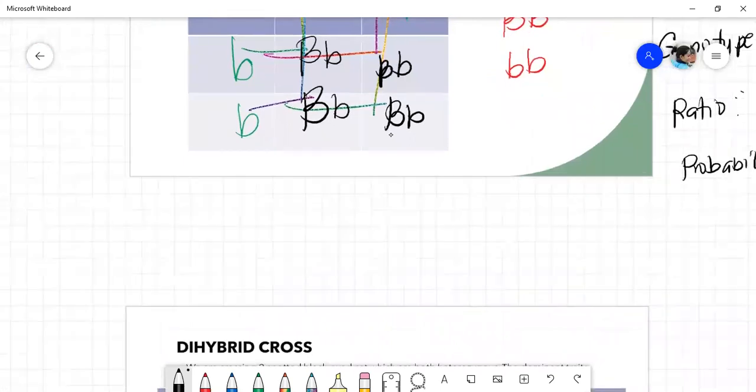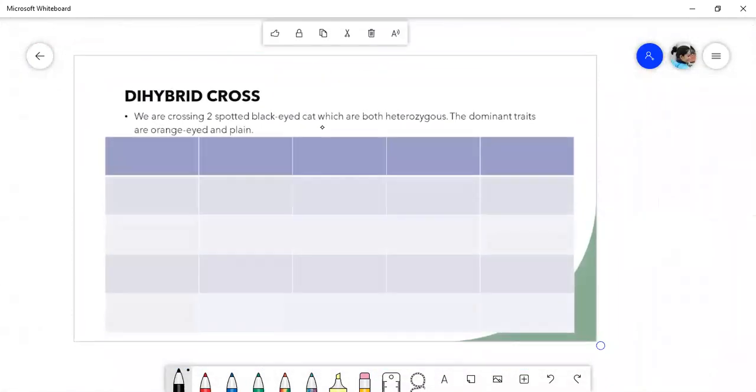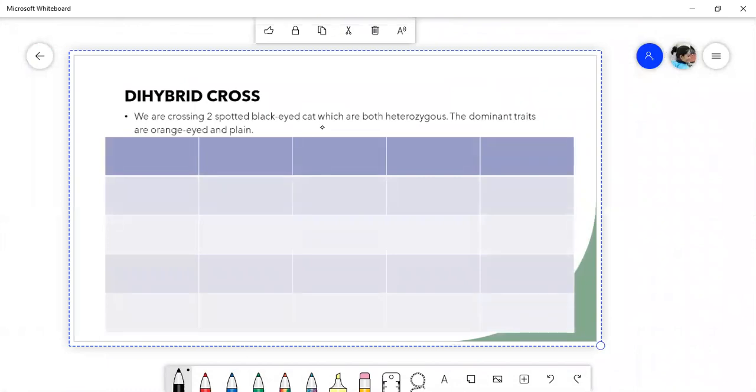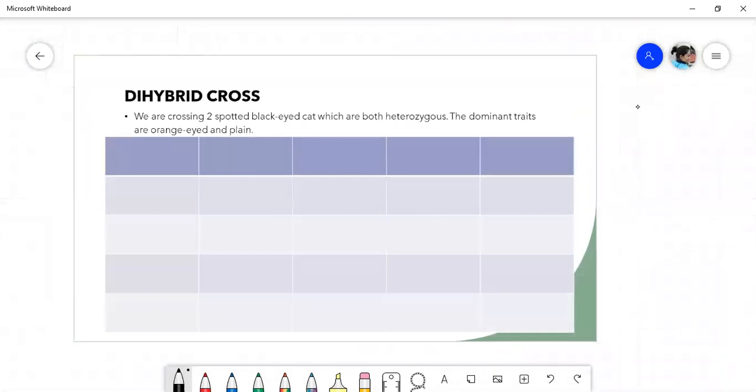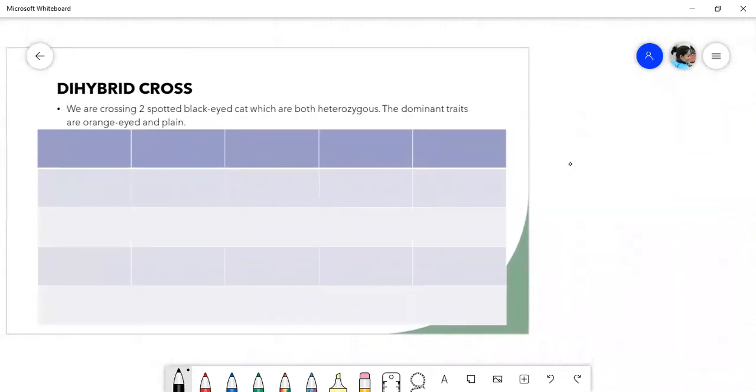Now we will discuss the dihybrid cross. The dihybrid cross is a different way of solving your Punnett square because it involves traits that are different from each other. So in short, the trait from the monohybrid cross is mixed with another trait. That's why it becomes your dihybrid. Di means two. It means you're crossing two traits. So let's discuss this one.